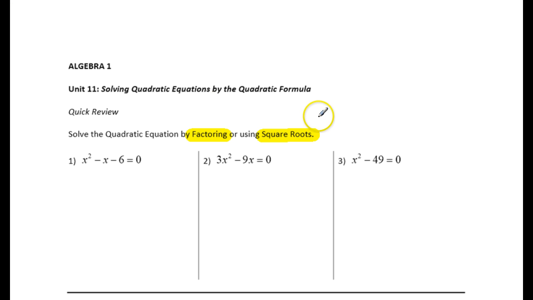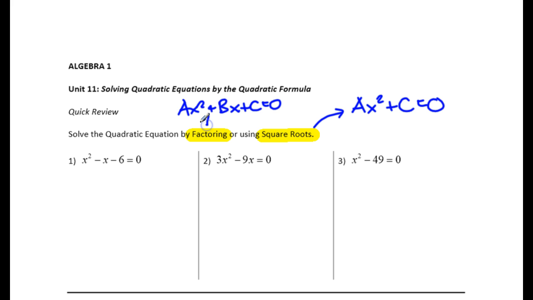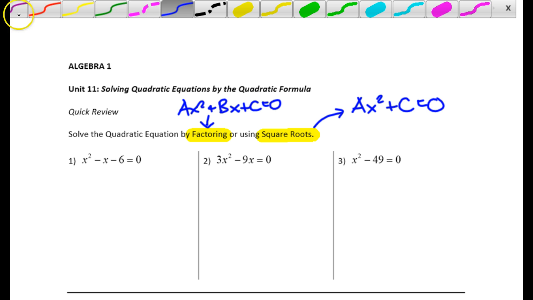The first way we started this chapter was with square roots, and that is when you have your equation in this format. You have the a term with the squared x, you have the constant, but you don't have the middle b term. So if it looks like that, we can just use the square roots. We use factoring when we have the equation in standard form, which is ax squared plus bx plus c equals 0. So if it looks like that, we're going to factor it out just like we did in chapter 10. The way it's set up is going to tell you which way to do it.